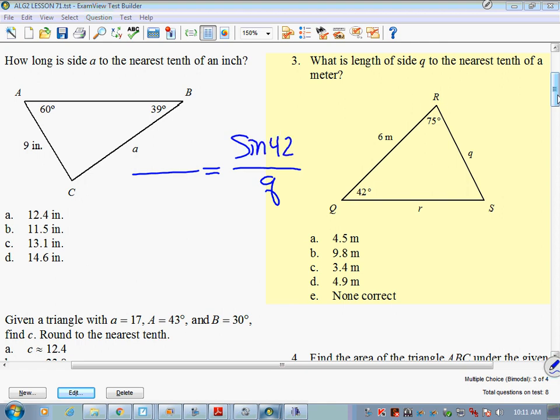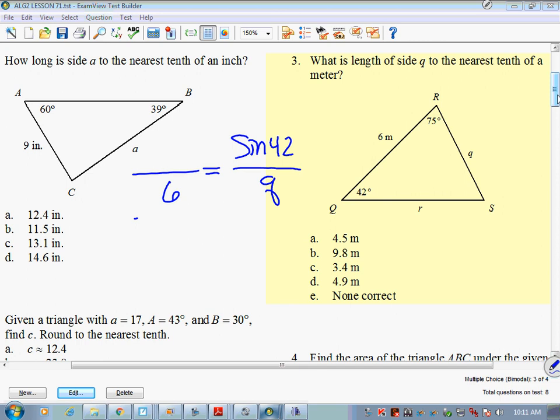Okay, what about on the left? It looks like I need to find some information, right? Because I can't have two variables in here. I have to solve for Q, which means what's going to have to go on the bottom left? 6. I can only have the one thing I'm looking for. So what do I need to solve for? I need to solve for angle S.